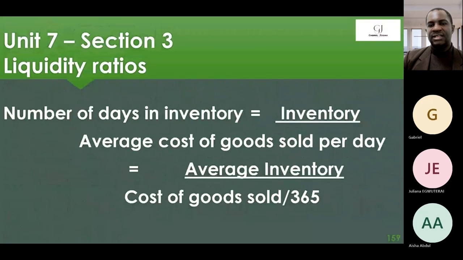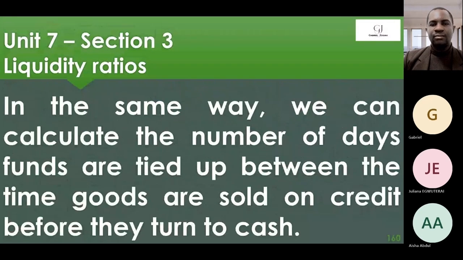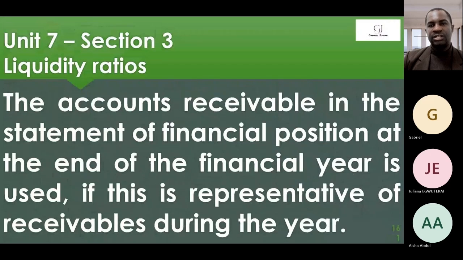So the number of days is converted in this formula, and we looked at the static one for the number of days and we look at the static one for number of times. So in the same way, we can calculate the number of days funds are tied up between the time goods are sold on credit before they are turned to cash. Yes, it's easy to calculate.